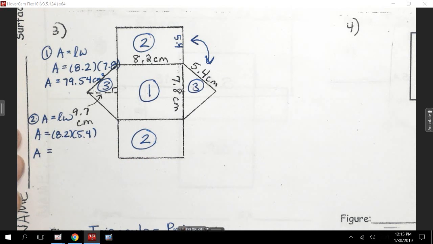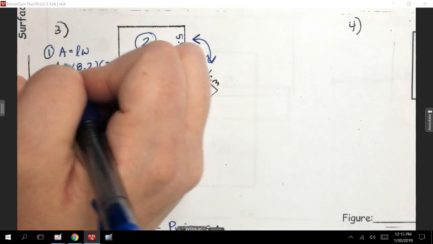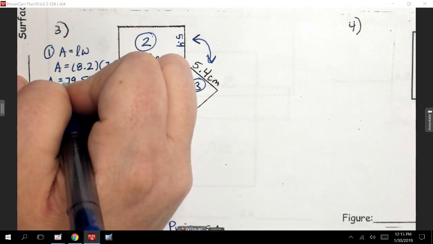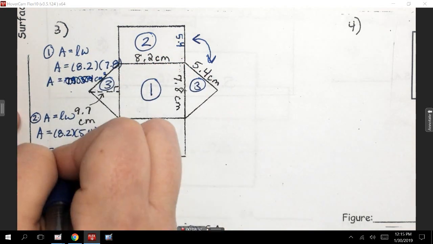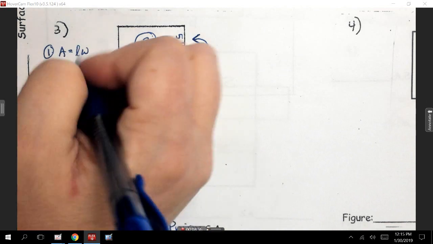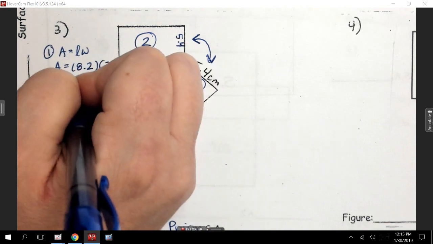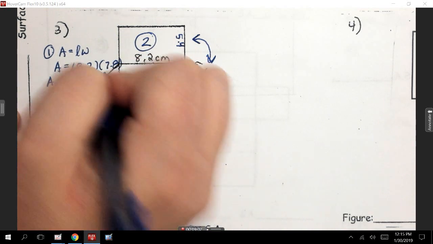Cooper, you got that? 8.2 times 5.4? I got a different answer. I got 63.96. Up on the 8 times 7? 8.2 times 7.8. What did we get, Micah? The bottom one is 41. Number 2 is 41. The top one is 63.96, and that's what Cooper had said as well. So 63.96 centimeters squared. Sorry about that, guys.